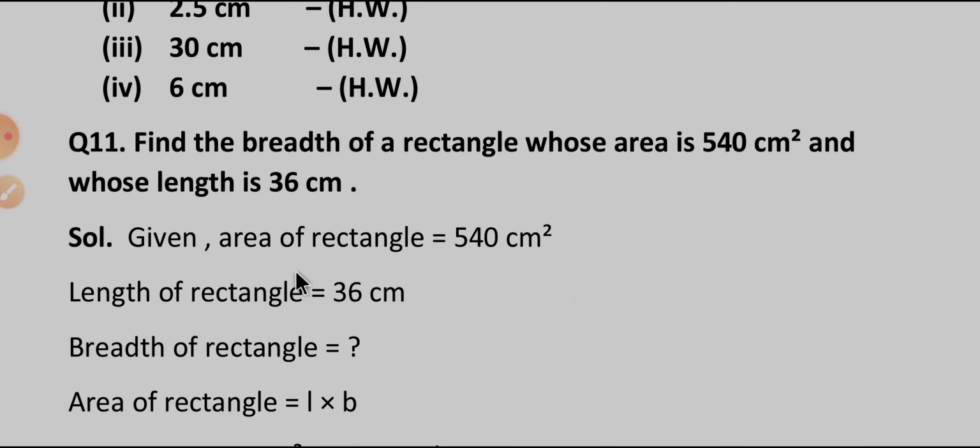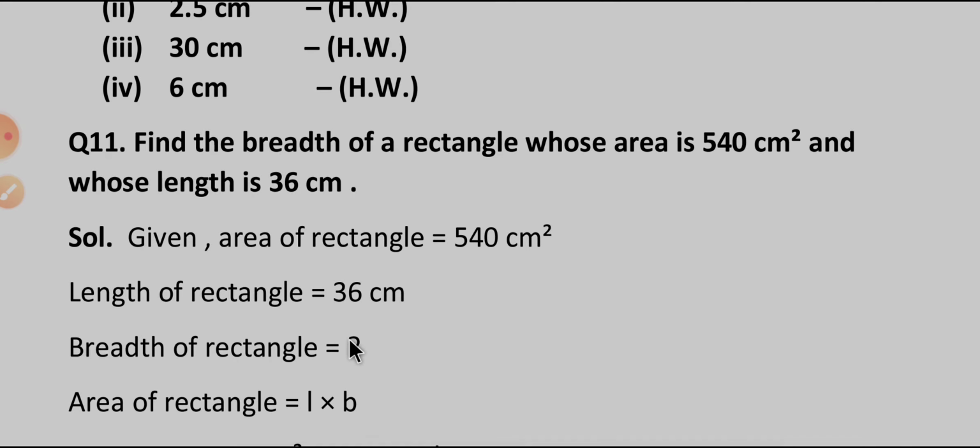Area of the rectangle is 540 centimeter square and length is 36 centimeter. So the length of the rectangle is equal to 36 centimeter. First of all, see the given data. पहले हमें क्या दिया है उसे हमें लिखना है. So given: area 540 centimeter square, length 36 centimeter, and breadth we have to find.